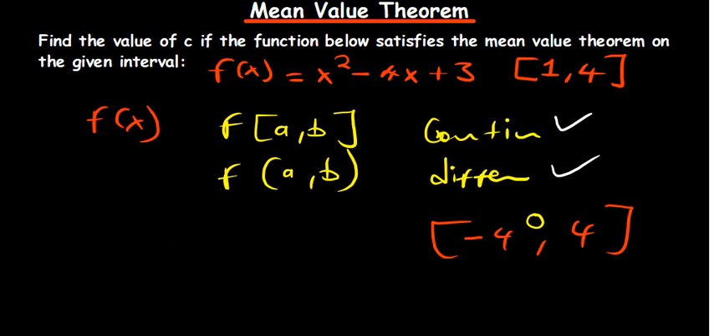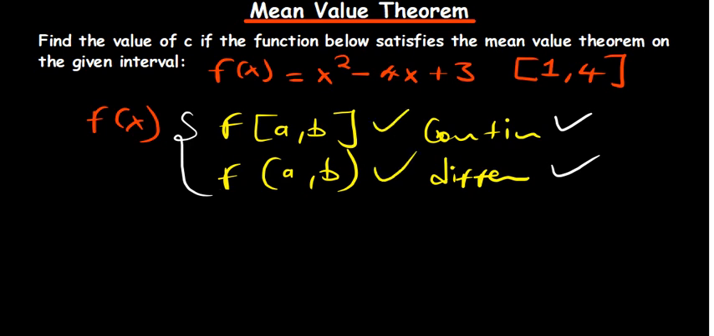And of course, piecewise functions also, you need to be careful about them because they are usually discontinuous at given points. Okay, so the first condition is already met. The function is continuous. The second condition is also met. This is a polynomial function, so we expect it to be differentiable at every given point. Since these two conditions are met, then we can say the mean value theorem does apply.